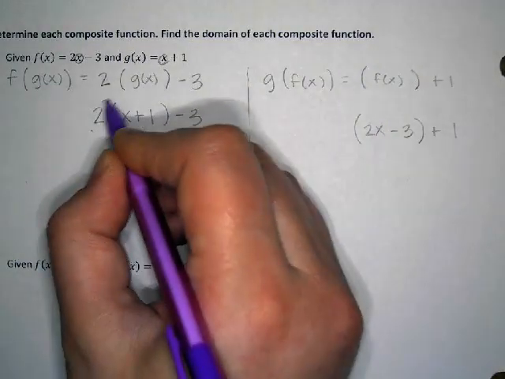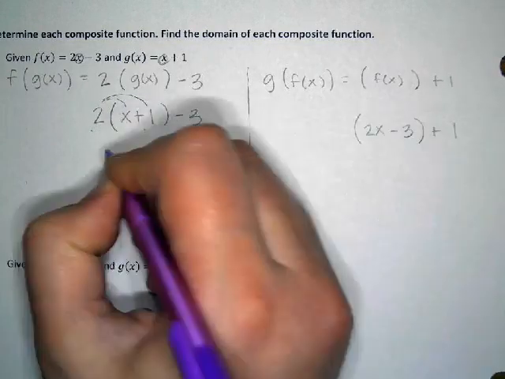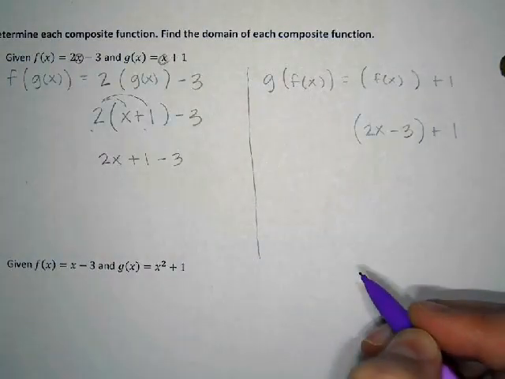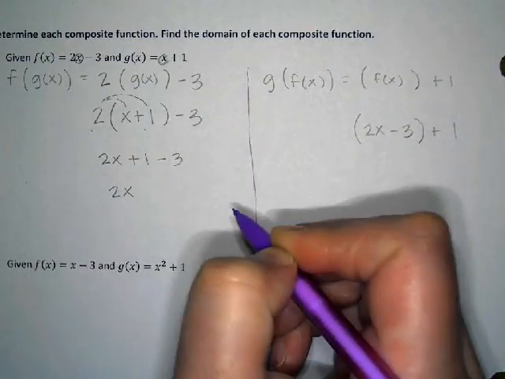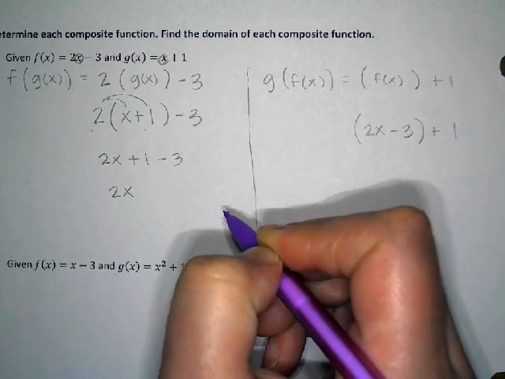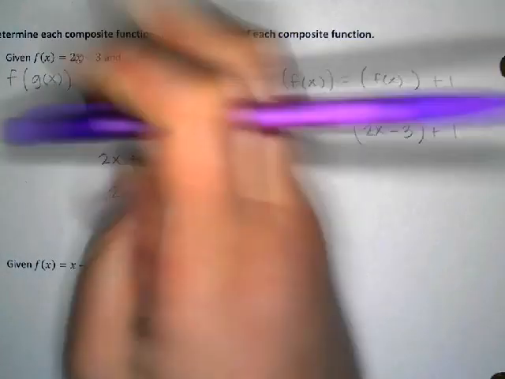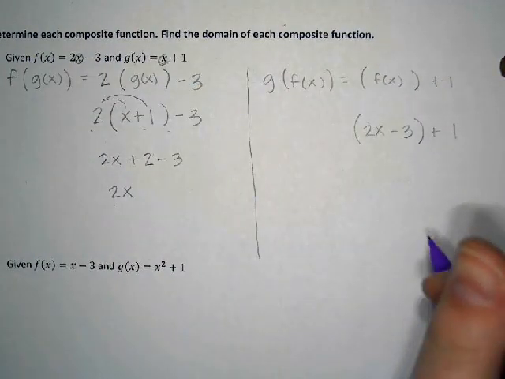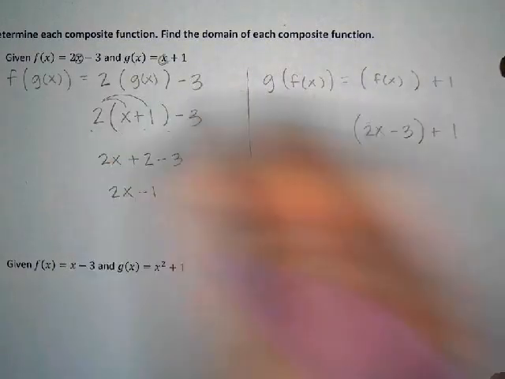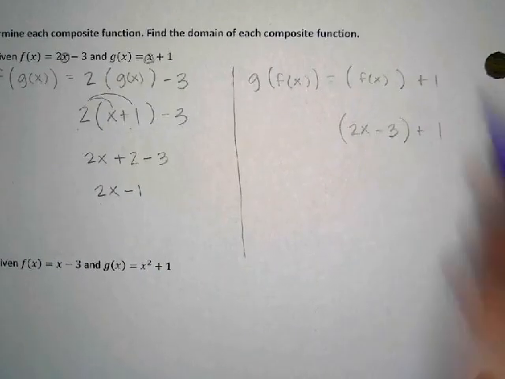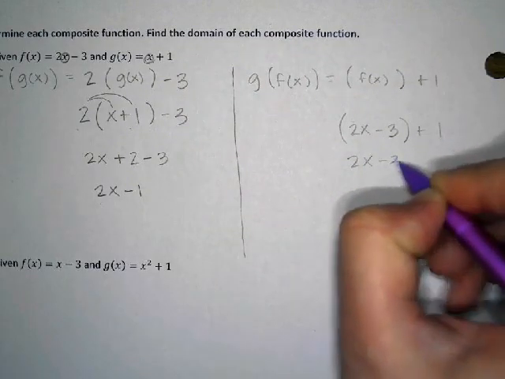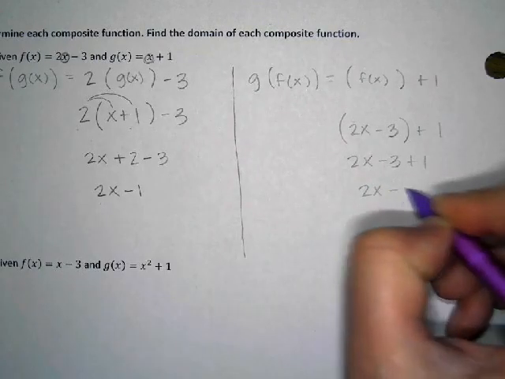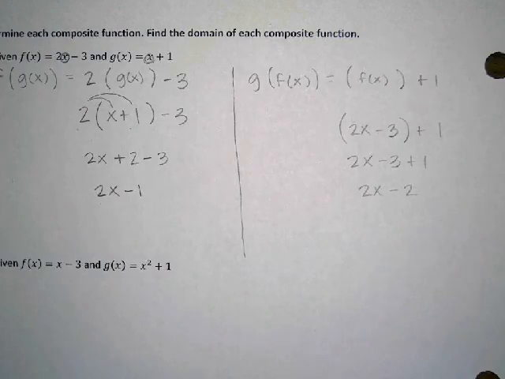And we get 2x plus 1 minus 3. And so you're close. 2x. Oh, 2 plus 2. Sorry, I thought you were telling me the final answer. Plus 2. Thank you. My multiplying was bad. So final answer would be 2x minus 1. Perfect. Okay, and then over here, we don't really need those parentheses, so we have 2x minus 3 plus 1, and our final answer is 2x minus 2.